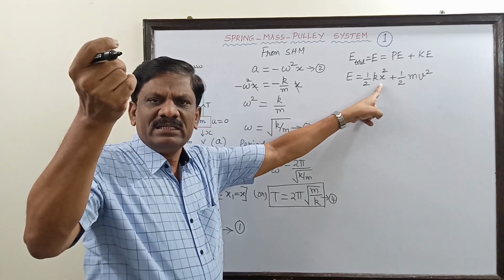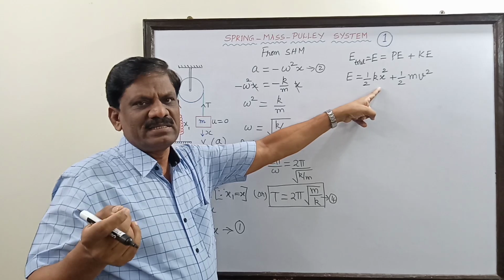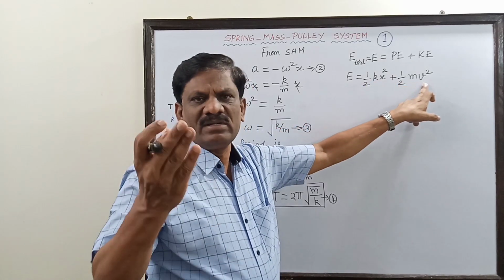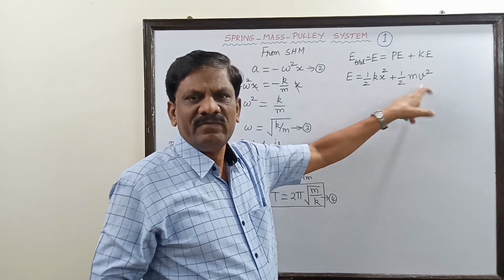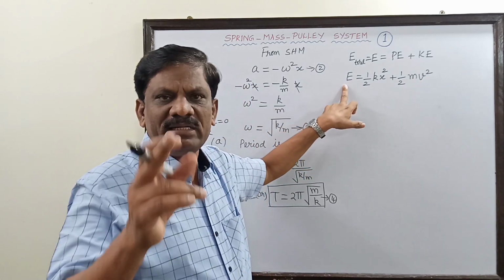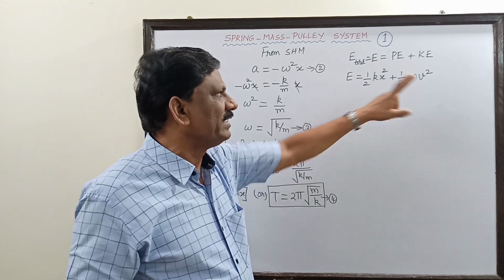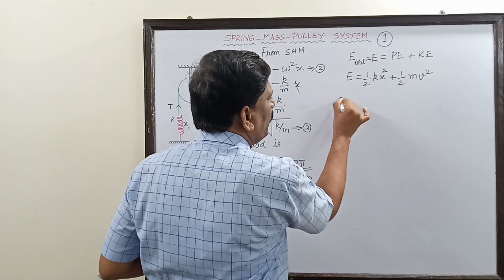Now here x is a variable. I am pulling the mass downwards from 0 to a few millimeters downwards. So x is a variable, and initial velocity was 0, and finally it has gained a velocity v. So v is also a variable. But the left side, total energy, is not a variable, it is a constant. So if I differentiate the left hand side and the right hand side with respect to time, what will happen?